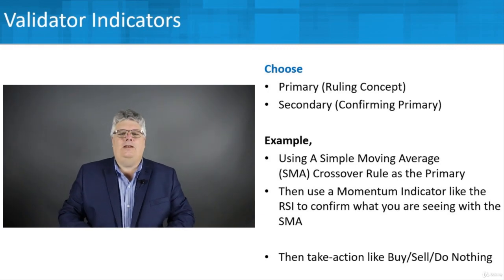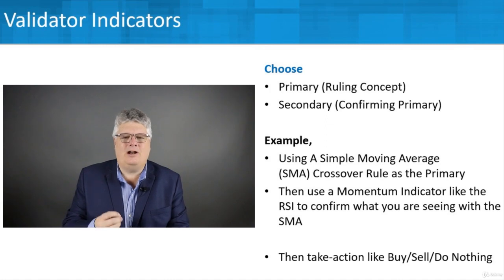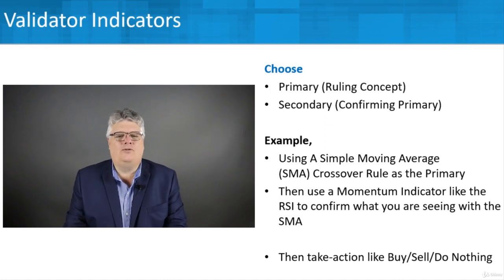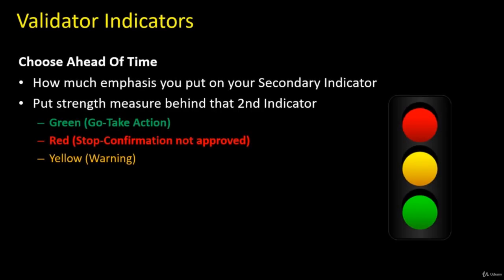Around validator indicators, it's important to choose them ahead of time, right? You're not doing this on the fly. You're not doing that simple moving average and saying, oh, today sounds like a momentum day, or I feel like a volatility measure today, what about those Bollinger Bands? You're going to choose them ahead of time because it's part of your overall strategy, part of your overall trading setup. So with those secondary ones, you choose ahead of time, and you decide how much emphasis you're going to put on that secondary indicator. How much of a validator is it for your primary?